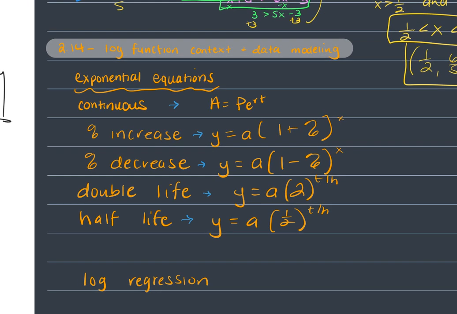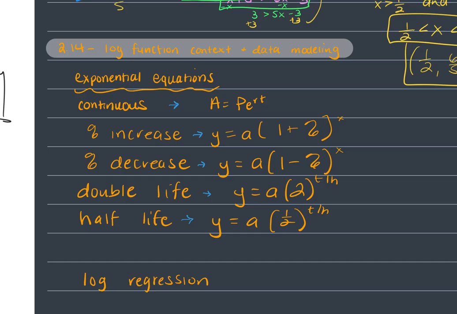So we have to know if it's continuous growth, that's PERT, right? So P, which is initial, times e to the RT, and R is in decimal. So if I told you it was 3.5%, you got to move the decimal back 2 places. If it's a percent increase, then A is your initial times 1 plus the percent in decimal form. So if it was 5%, it would be 0.05, to whatever the power, the length of time. Percent decrease, 1 minus the decimal form of the percent.